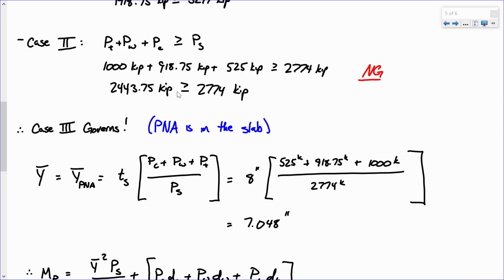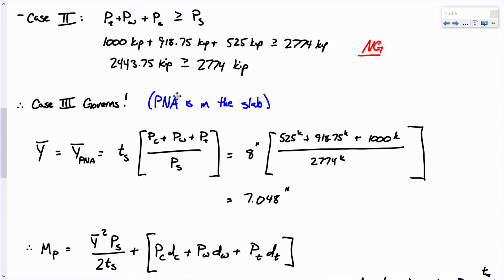Okay. Now, one of the things that we determined in this example, if you remember, is that the plastic neutral axis is in the slab. Remember, the plastic neutral axis was that line through the section where all the forces in compression equal all the forces in tension.